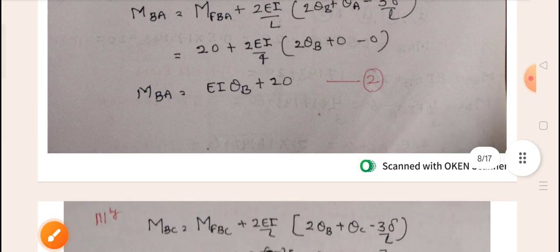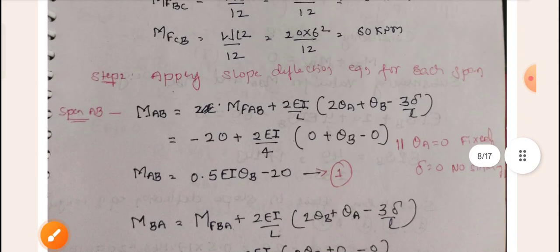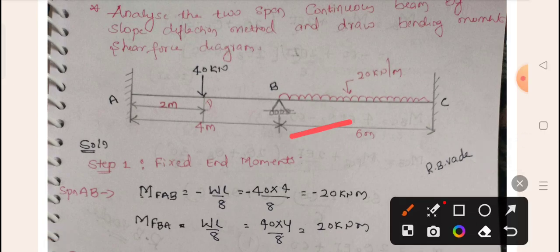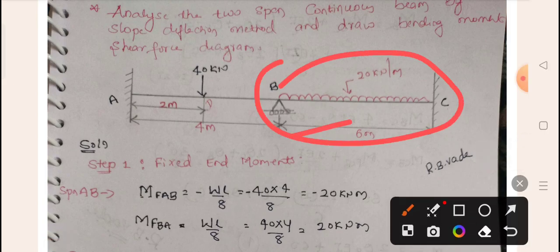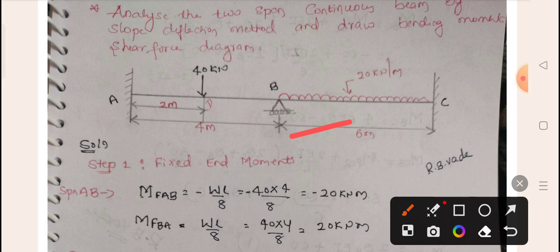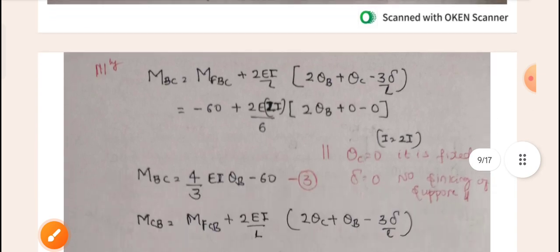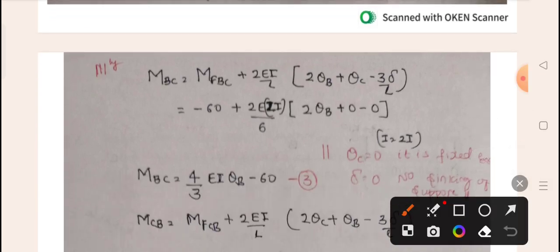Next, same thing you can proceed for span BC. If you see here, for span BC it is a UDL, so accordingly we can go for this. For span BC, what is the formula? The formula will be MBC equals MFBC plus 2EI by L into 2 theta B plus theta C minus 3 delta by L. What is the fixed end moment MFBC? It is minus 60, plus 2EI by L.